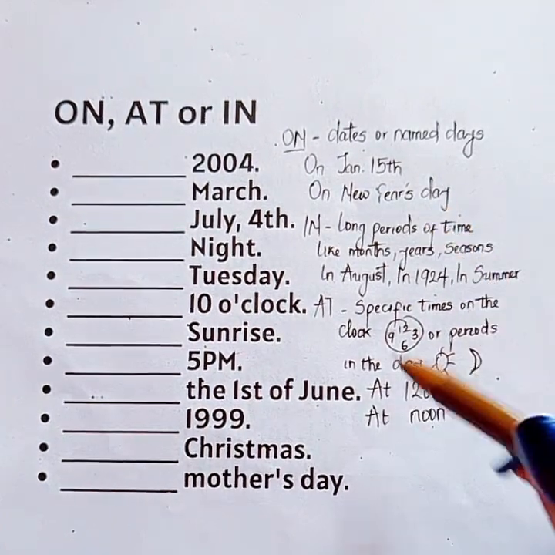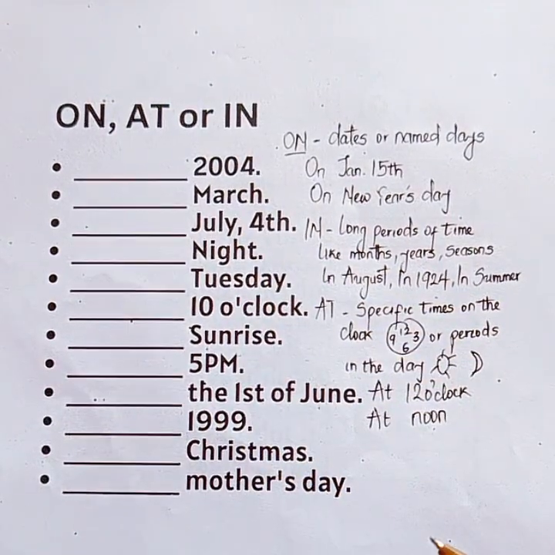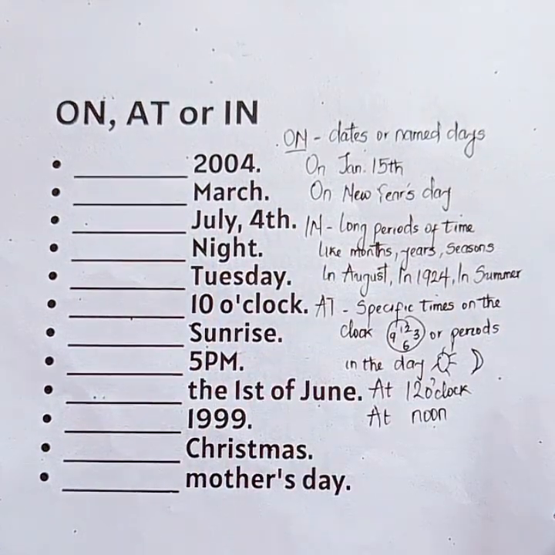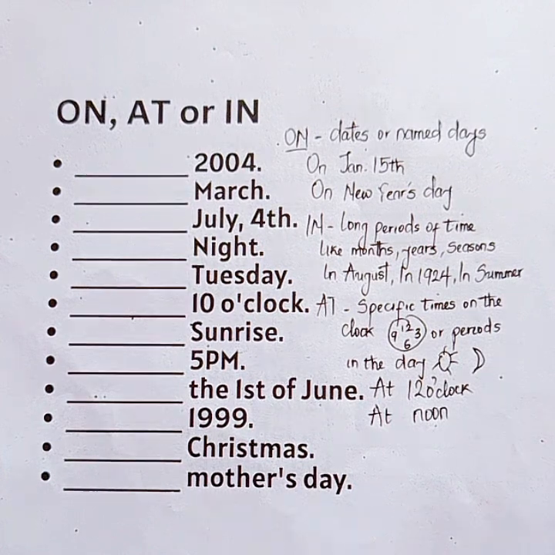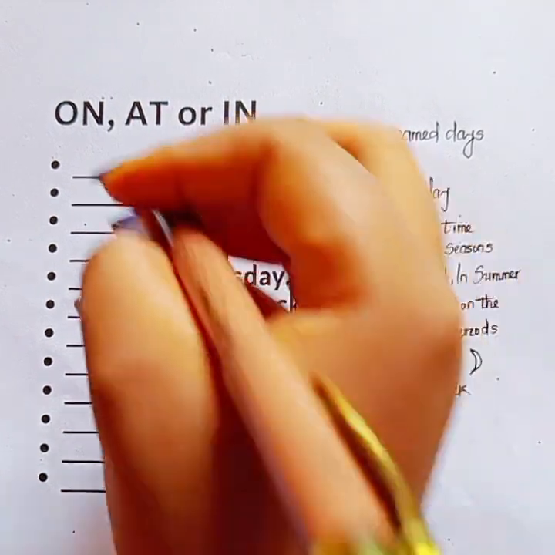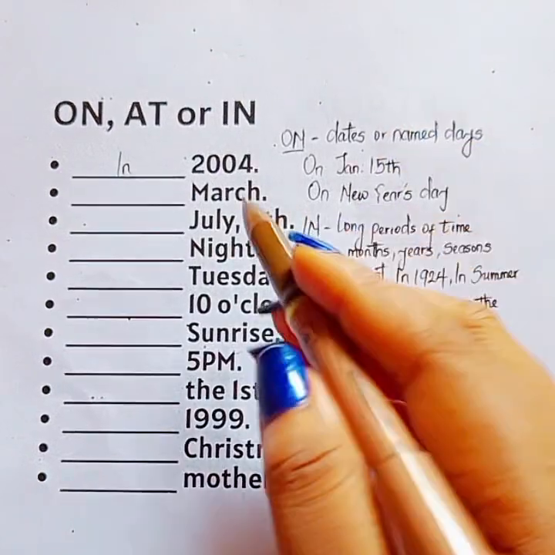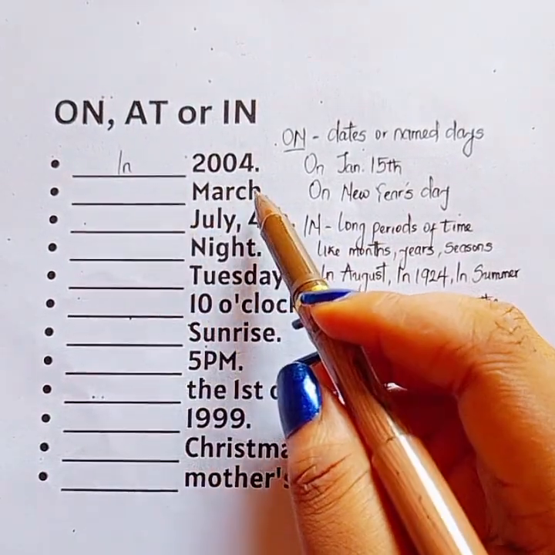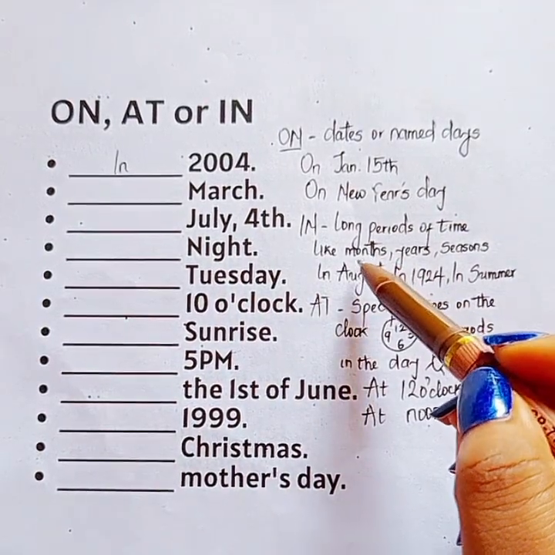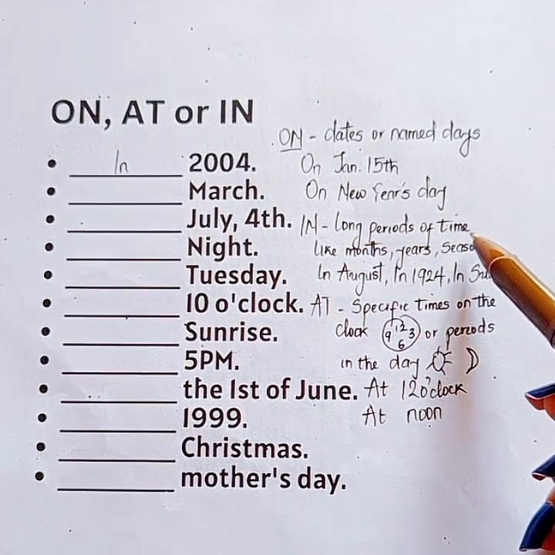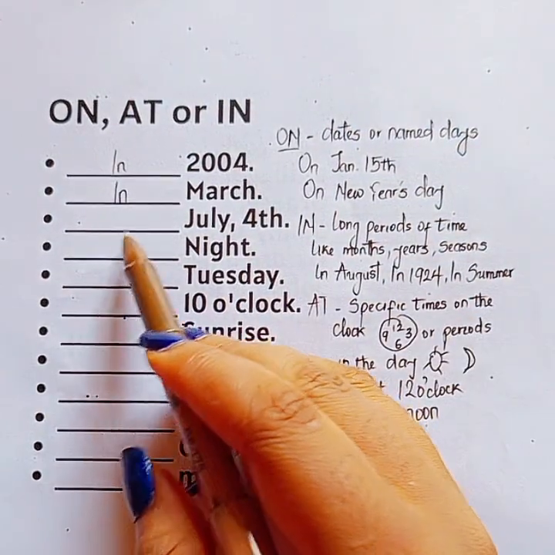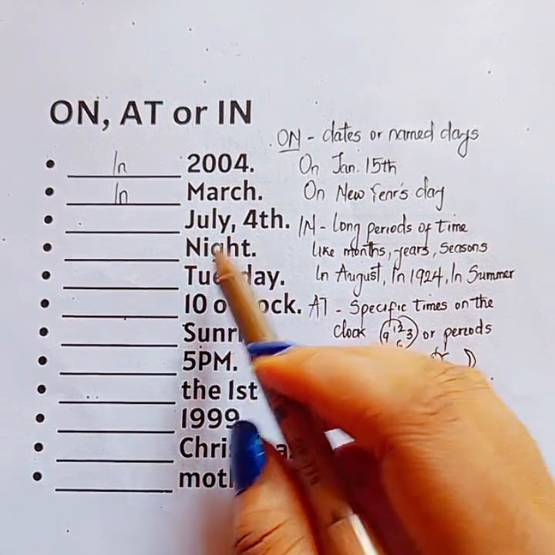Now let's use this information to answer these questions. We have blank 2004. 2004 is a year, okay? And for years or long periods of time, we use in. So in 2004. Blank March. March is a month, okay? And for months, which is under long periods of time, we use in. So in March.